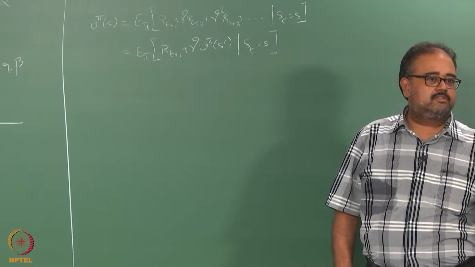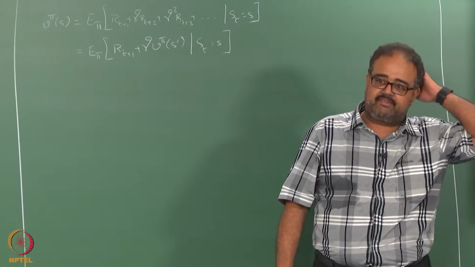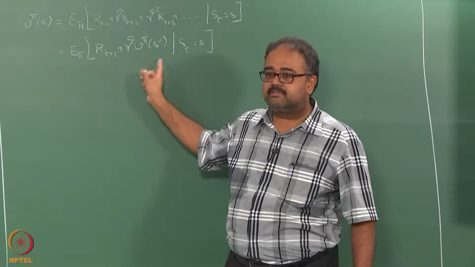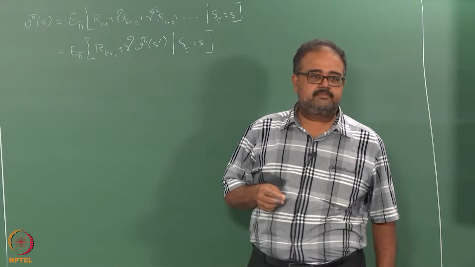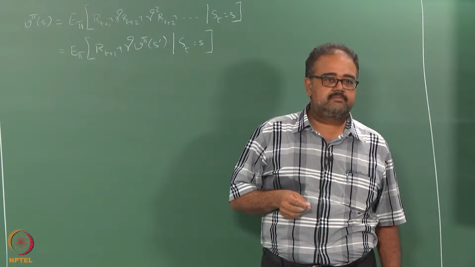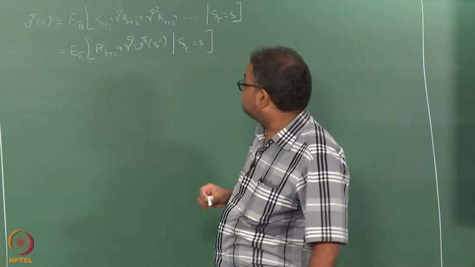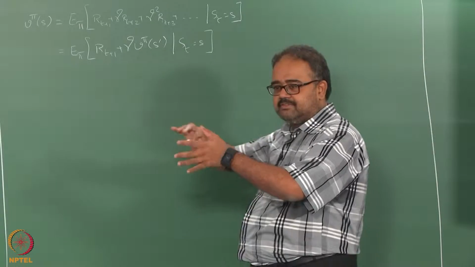So people agree with me on this, right? So S prime is the state I go to from S, right? So I can take this summation and write it like this. Everybody on board? Okay. Great.